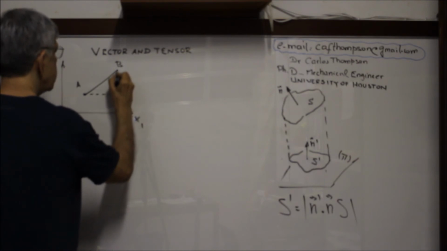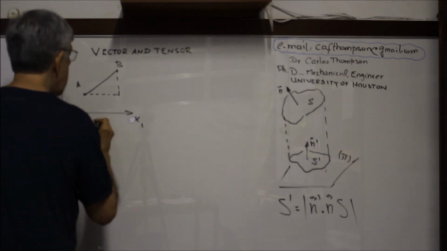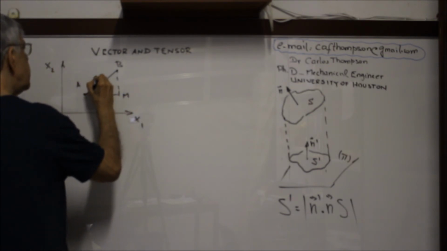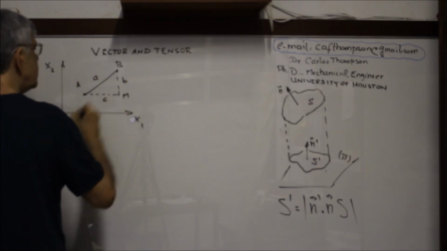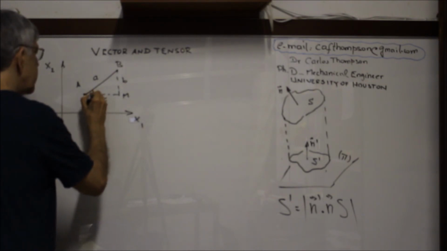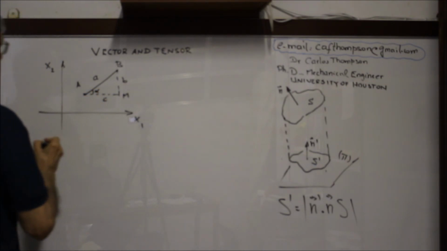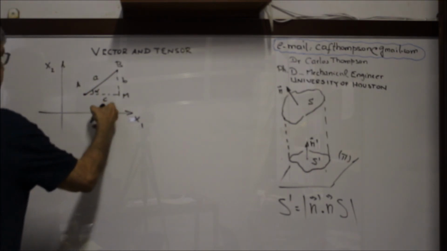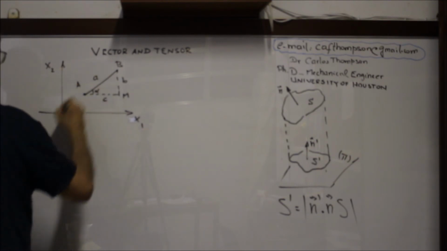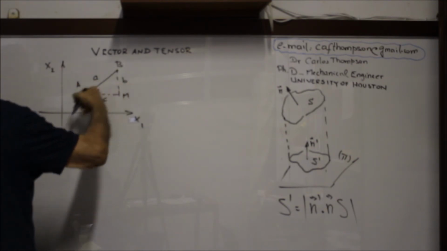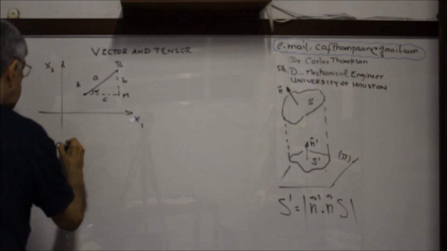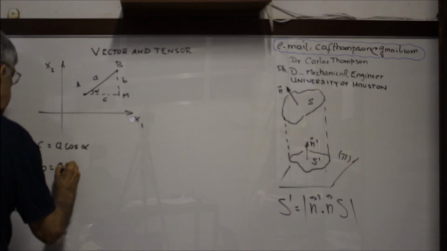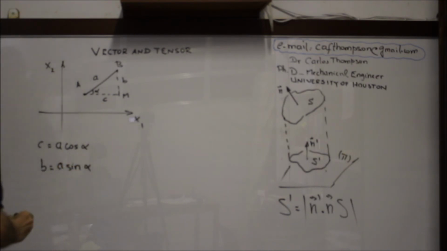Then I have a triangle here. Now I have BM. Let's call here A, B, and C. This is my angle alpha. Now we can write that C is equal A, where A is the hypotenuse, okay? C is A cosine of alpha, and B is A sine of alpha.